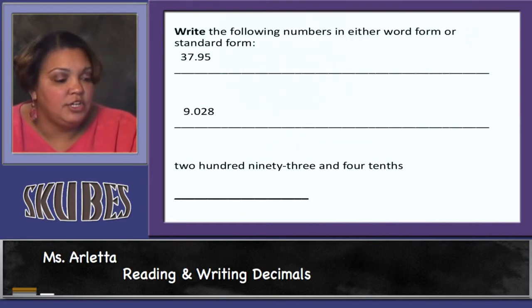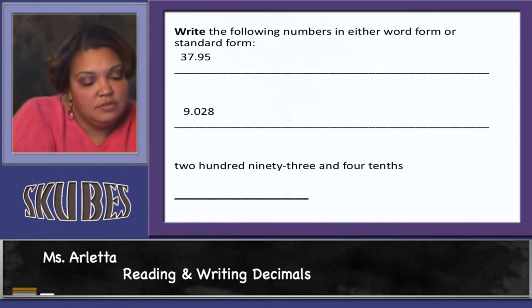The next directions tell you to write the following numbers in either word form or standard form. The first number is 37.95. It is already written in standard form, so we need to write it in word form. So basically, they want you to write the words out of the number. We know, just from a little practice, that the way you would read this is 37 and 95 hundredths.